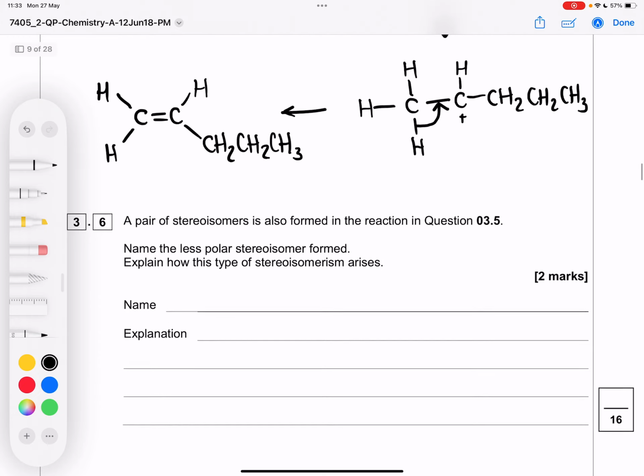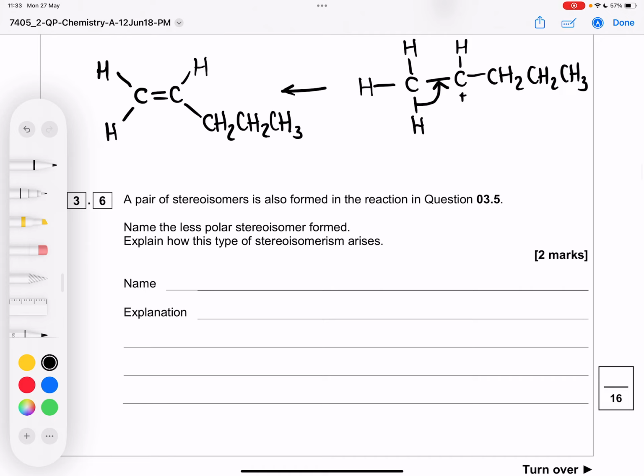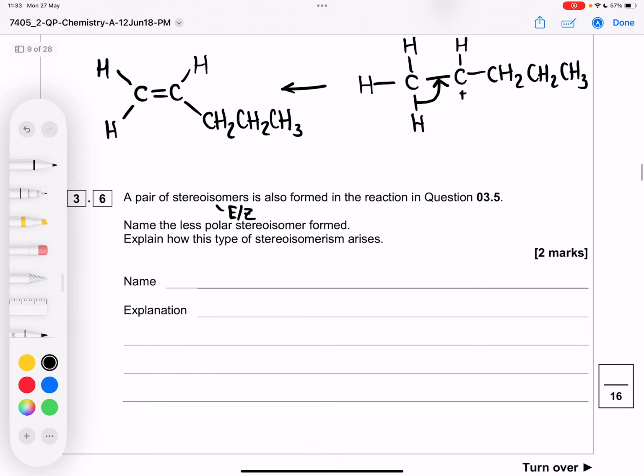It says a pair of stereoisomers is also formed. Now remember, stereoisomers, when we're talking about alkenes, is E/Z. Right, so the one that would make E/Z is if we actually went to pent-2-ene. So we could have this one would be the E and this one would be the Z.